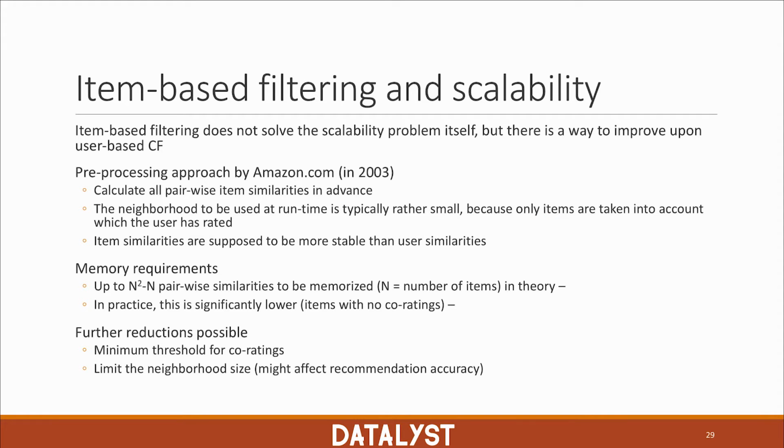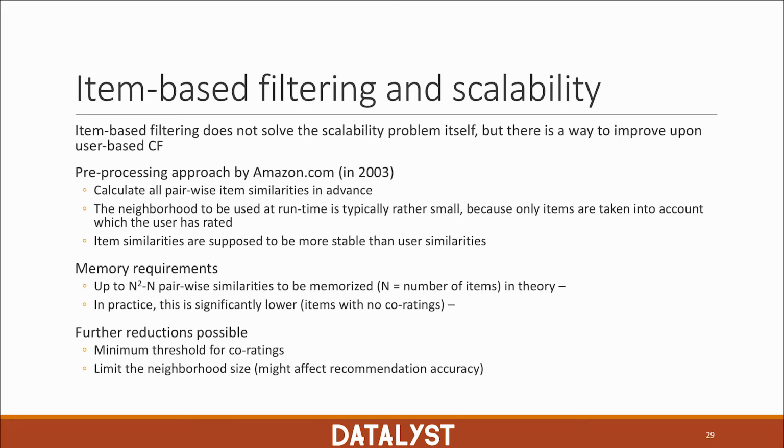So that's a very useful property in terms of scalability. As I mentioned earlier, Amazon had this issue with scalability for its recommender system because of its huge product catalog. And item-based filtering does not solve the scalability problem in itself. However, there is a way to improve upon user-based collaborative filtering. So one approach which Amazon came up with was to pre-calculate all these pairwise similarities, because this is essentially the expensive part of the computation. And then at runtime, we only care about the items that a user has rated, which makes it way faster to perform recommendations.